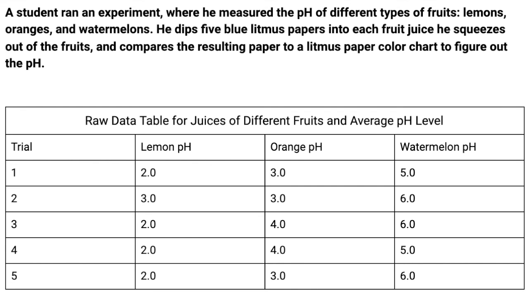A student ran an experiment where he measured the pH of different types of fruits, lemons, oranges, and watermelons. He dips 5 blue litmus papers into each fruit juice he squeezes out of the fruits, and compares the resulting paper to a color chart to figure out the pH. The data that was collected is presented as a raw data table. Create a table including the averages to show the data.